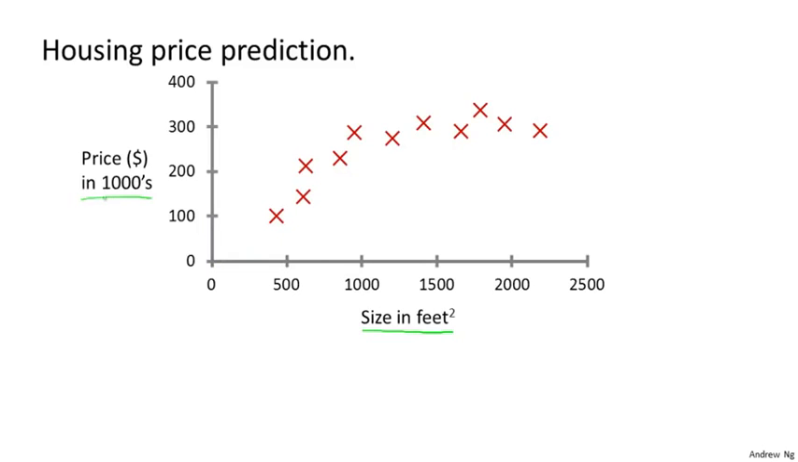So, given this data, let's say you have a friend who owns a house that is, say, 750 square feet, and they're hoping to sell the house, and they want to know how much they can get for the house. So, how can a learning algorithm help you? One thing a learning algorithm might be able to do is fit a straight line to the data, and based on that, it looks like maybe their house can be sold for about $150,000.